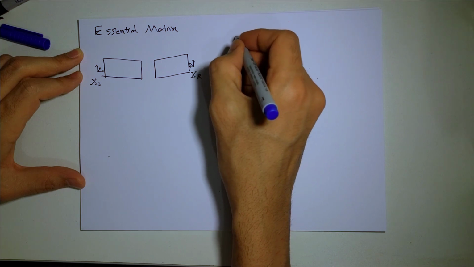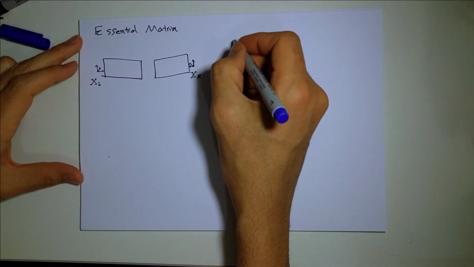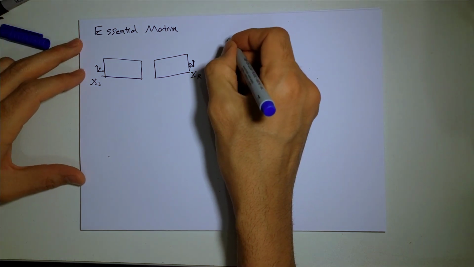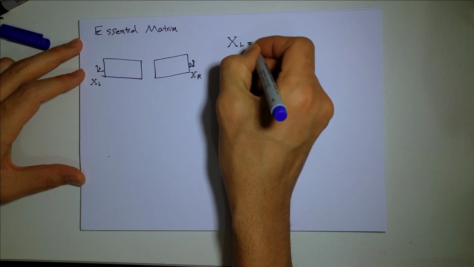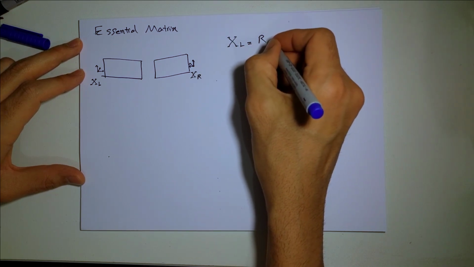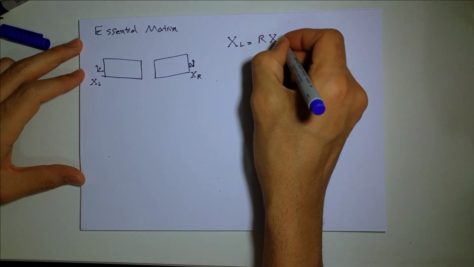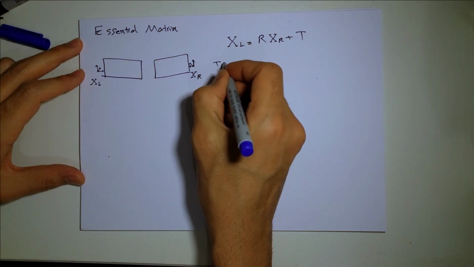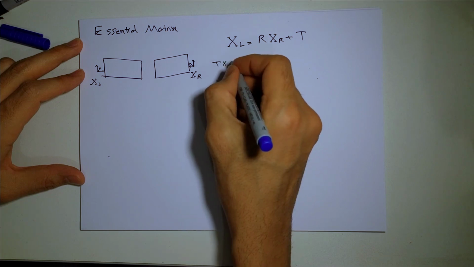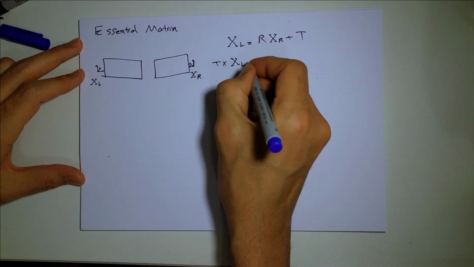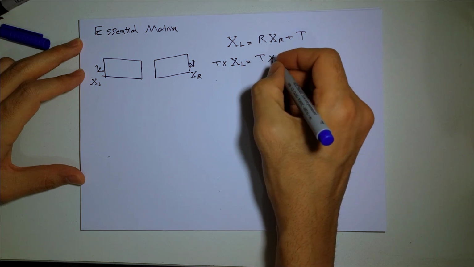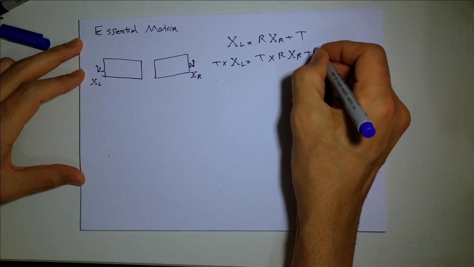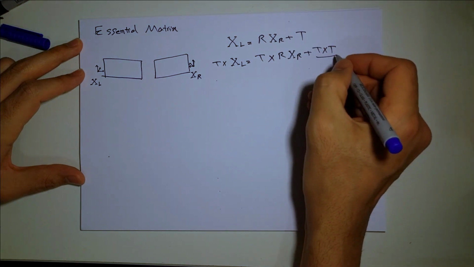we know that for any two frames in 3D, we can transform one frame to another by rotation and translation. So XL is equal to a 3 by 3 rotation R multiplied by XR plus T. If I cross product both sides by T, I will get XL cross T equals R XR plus T cross T, and I just said this is 0.